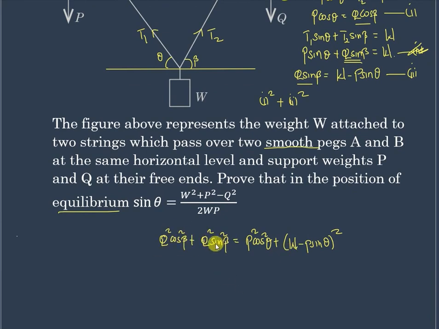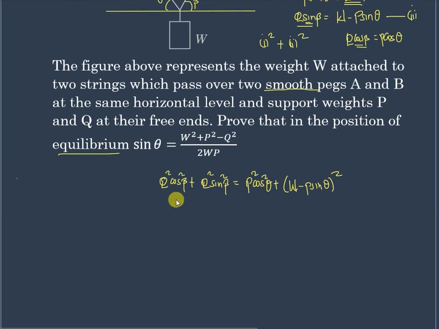I have the left hand side. For this one I use the right hand side, and then here I'm looking at this and this. I can write the first one as Q cos beta equal to P cos theta. So left hand side of equation 1 squared plus left hand side of equation 2 squared. Then the right hand side follows suit also. Square it and you are there.